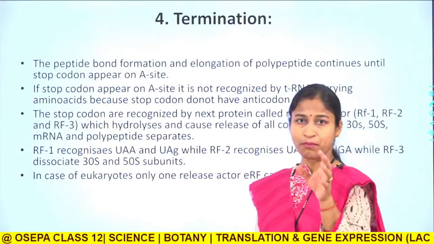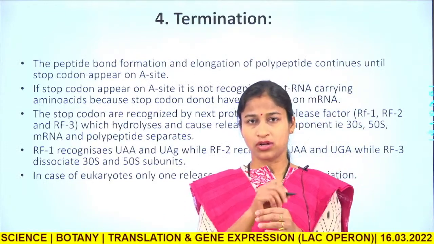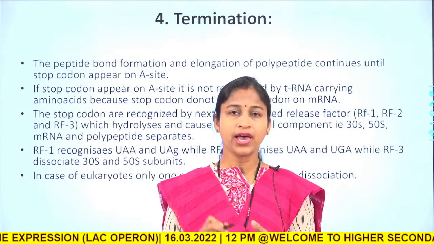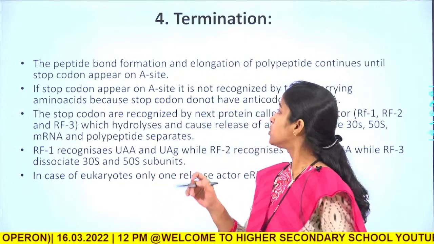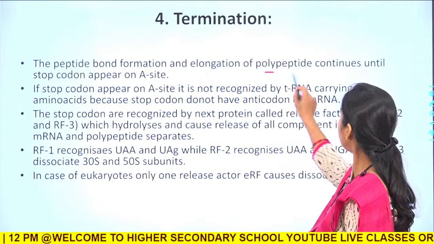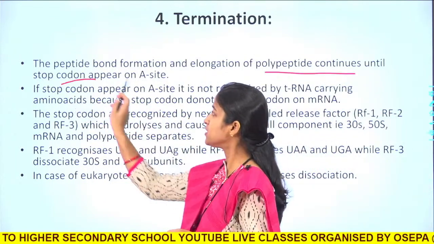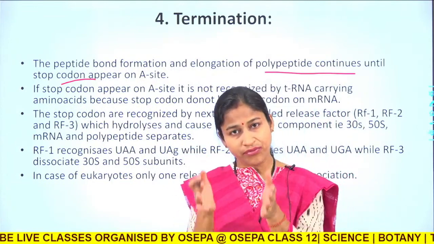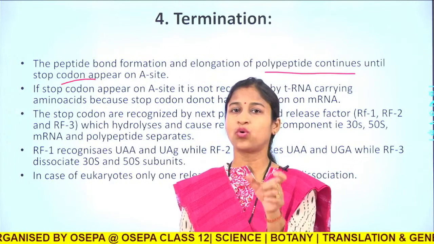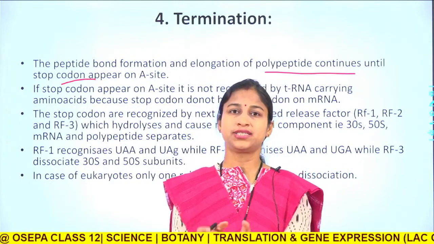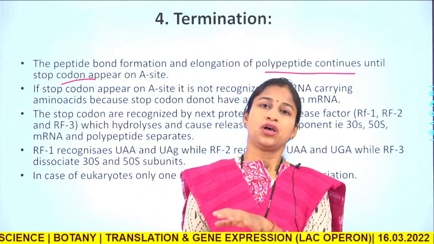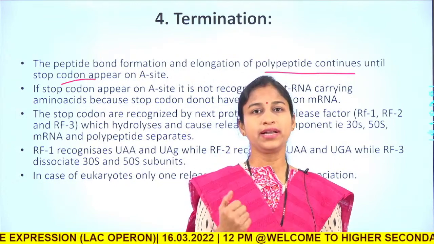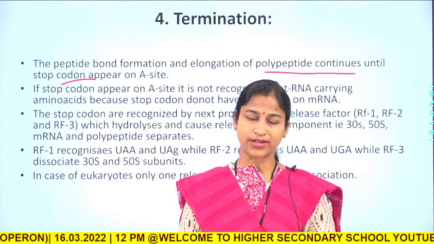Termination marks when the ribosome translocates and meets a stop codon like UAA, UAG or UGA. Peptide bond formation and elongation of the polypeptide continue until the stop codon appears at the A site. Obviously the stop codon has to appear at the fresh A site, but it is not recognized by any charged tRNA. Rather, it is recognized by a releasing factor, or termination factor, as we may call it.